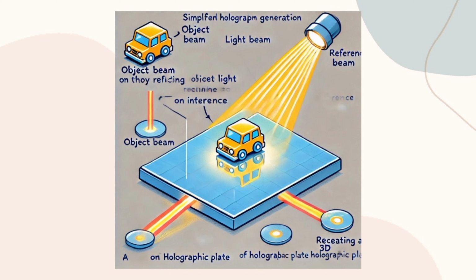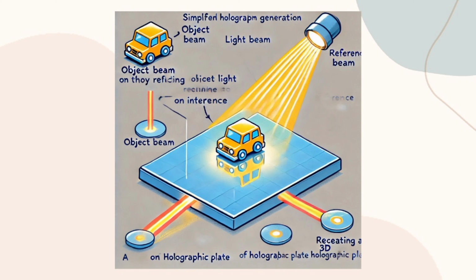Later, when we shine another light through the interference pattern, the pattern bends the light in a way that recreates the toy, not as a flat picture but as a 3D object. Now we can see the toy from different angles as if it's really there in front of you, even though it's just made of light.